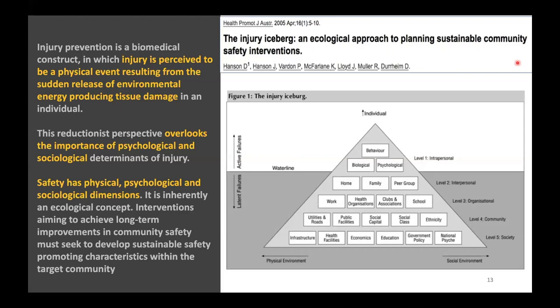This brings us to think about the importance of all of us, as a society, in the development of the player. Yes, we can understand injury in a holistic way. Injury is perceived to be a physical event resulting from the sudden release of environmental energy producing tissue damage in an individual. This reductionist perspective overlooks the importance of psychological and sociological determinants of injury, the psychosocial model we're talking about. Safety has physical, psychological, and sociological dimensions, so it's inherently an ecological concept. We can't separate these factors, and they are always interacting between them. Interventions aiming to achieve long-term improvement in community safety must seek to develop sustainable safety.